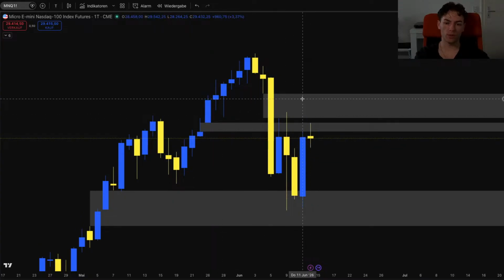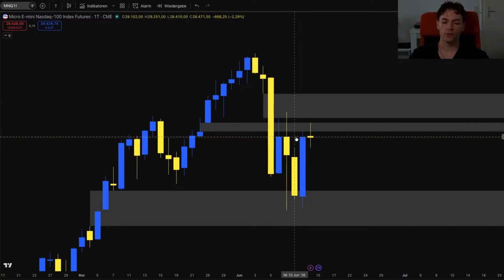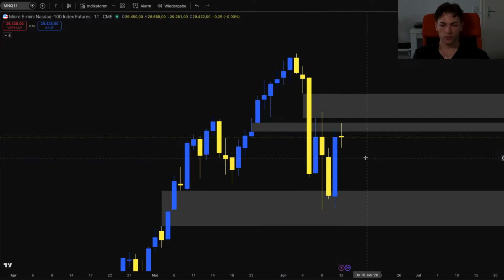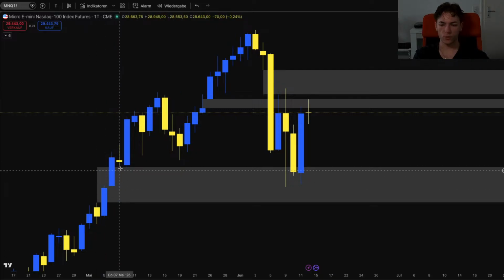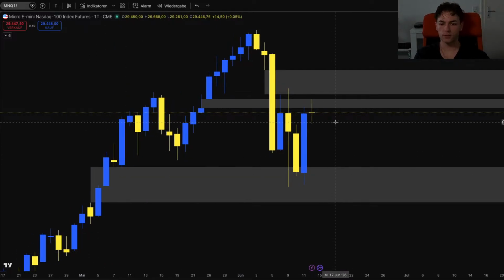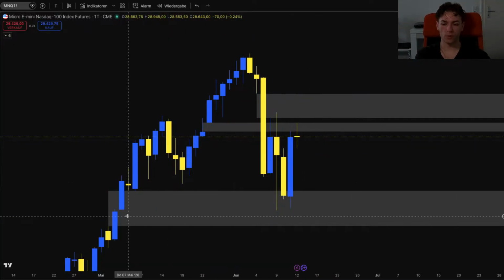And we are in between this PD array and this PD array, okay? That's the daily fair value gap. And to be honest, I expected a further continuation to the downside, inverting this weekly fair value gap. We still technically can do it, but yeah, we'll see. So far, we respected it, so we're kind of 50-50.